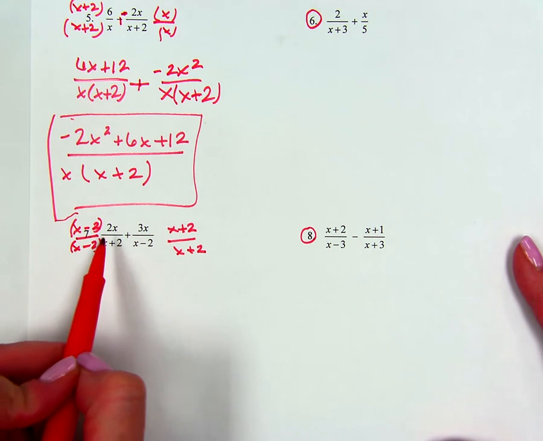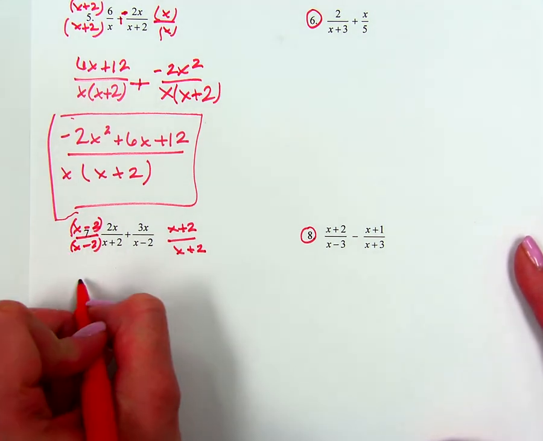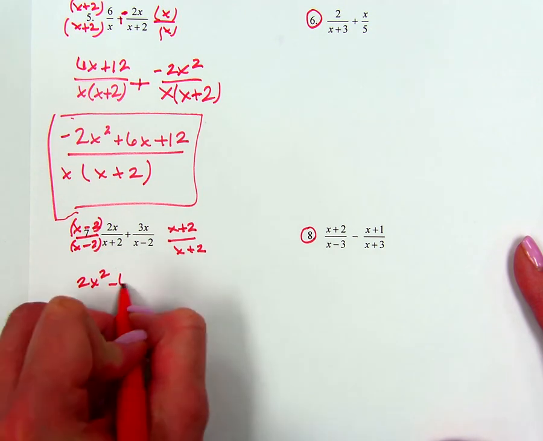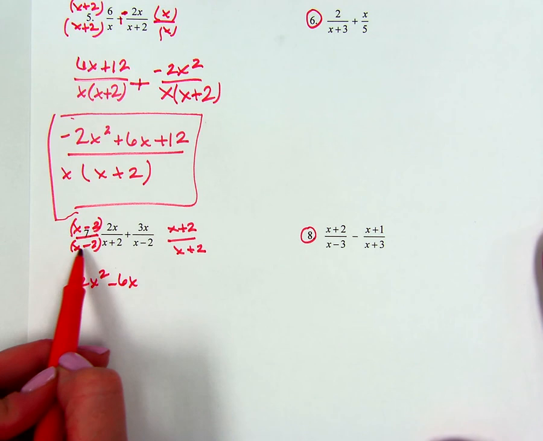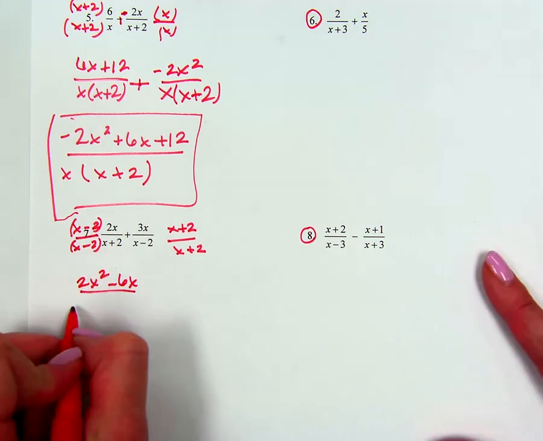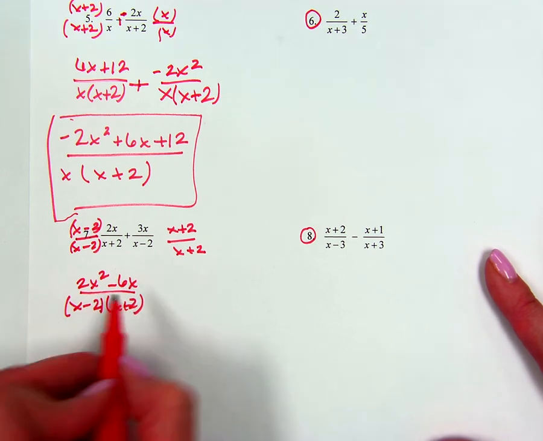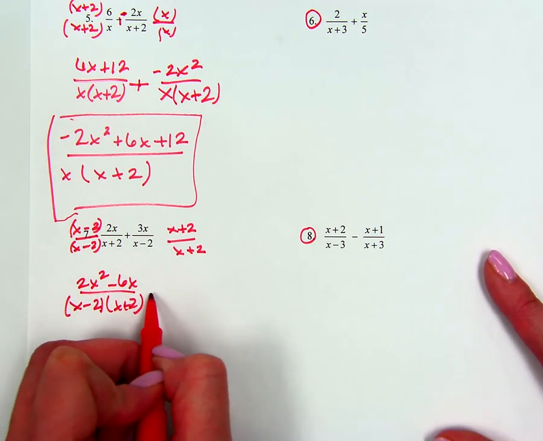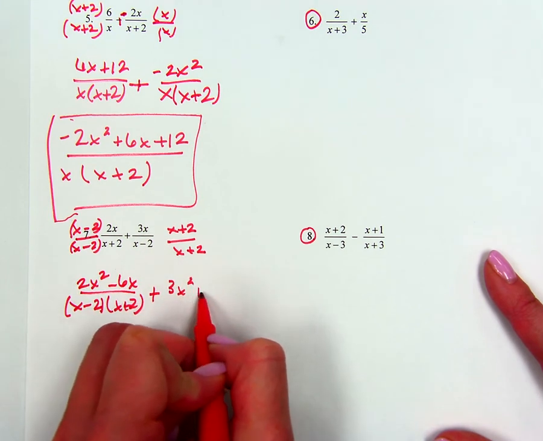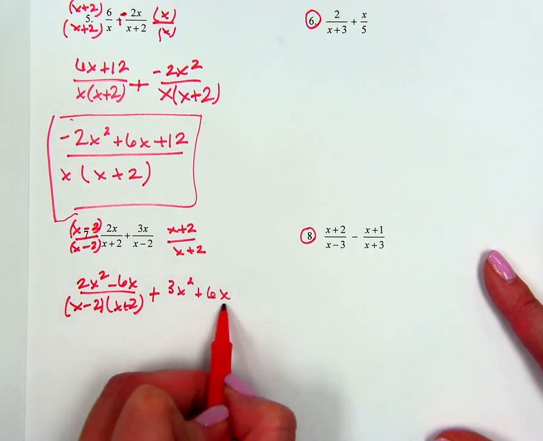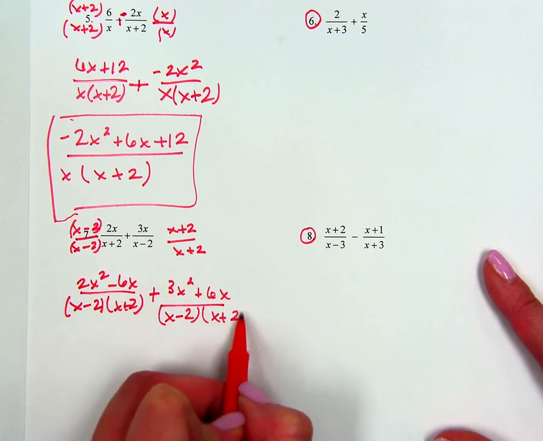So once we have that, we're going to distribute out our 2x. So 2x times x becomes 2x squared minus 6x. And then in the bottom, we're going to just leave those again as is, because we're not reducing any further right now. So let's just leave that x minus 2, x plus 2, because we can do the same thing for the bottom on this problem as well. And then we'll distribute our 3x. So we have 3x squared plus 6x. And that's all over x minus 2, x plus 2.